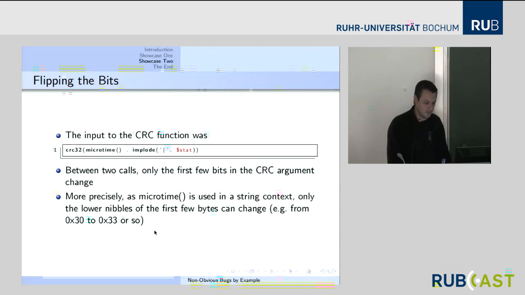That means that only the lower nibbles of the first few bytes can actually change, because the first few bytes contain the real microseconds, the values that change really rapidly, and the later bytes contain the real Unix timestamp. But the Unix timestamp only changes from second to second, and this is quite slow, at least for an attacker, because the attacker can make, I don't know, 100 queries per second.